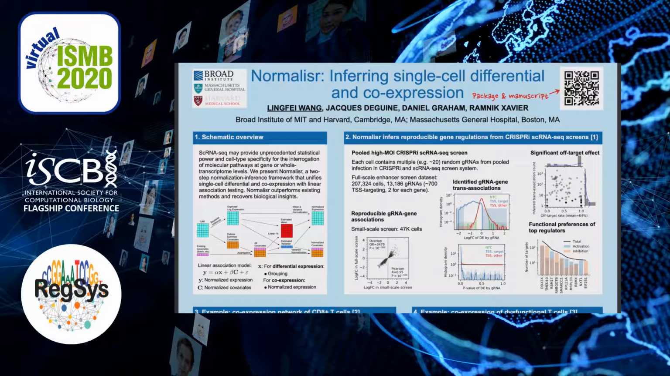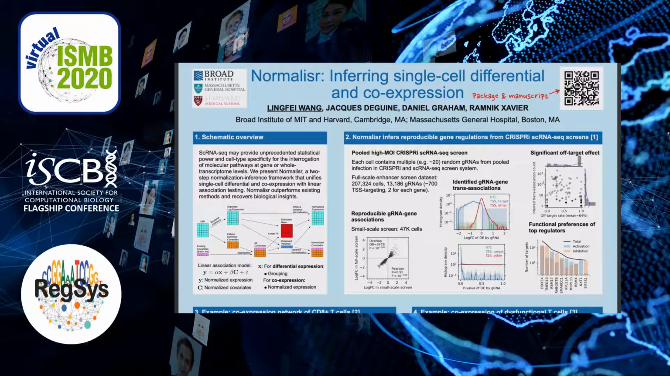Therefore, we could indeed find a significant abundance of significant trans associations between guide RNAs and distant genes. These trans associations typically suggest gene regulations through the cis regulatory effects of the intended targets of the guide RNA. But there's also another possibility of off-target effects.